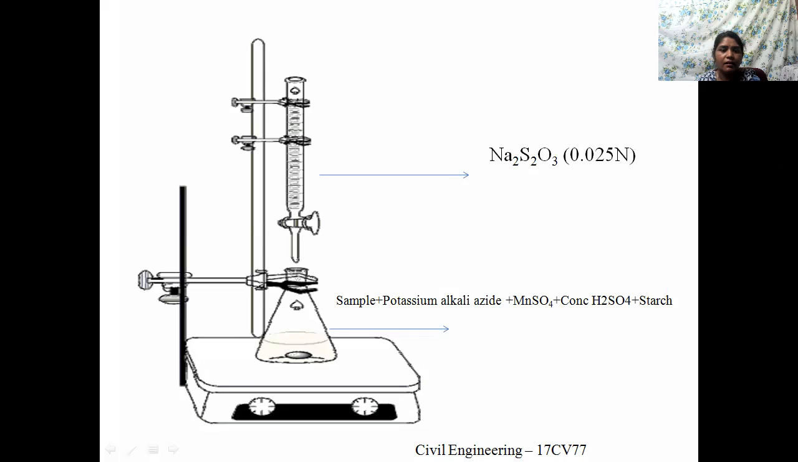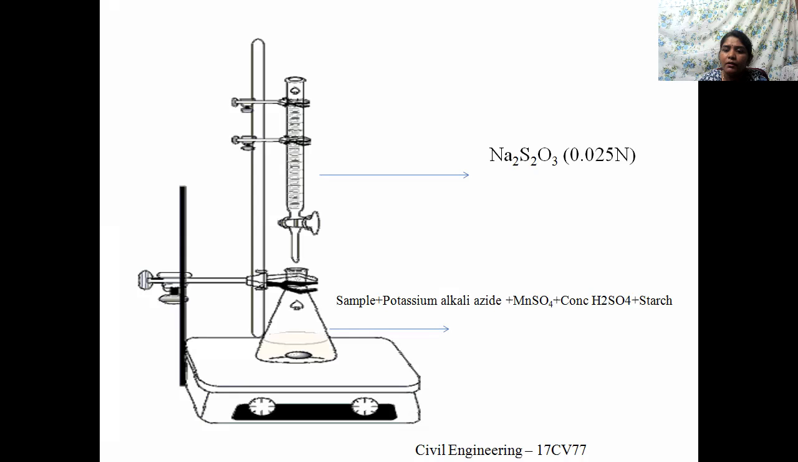So you can see the figure here. This is the burette stand, conical flask. So the titrant is filled up in the burette. We have sodium thiosulfate of 0.025 normality, that is the titrant. And in the conical flask, we have a sample where you have added 2 ml of potassium alkali azide solution, 2 ml of manganese sulfate solution, and 2 ml of concentrated sulfuric acid.